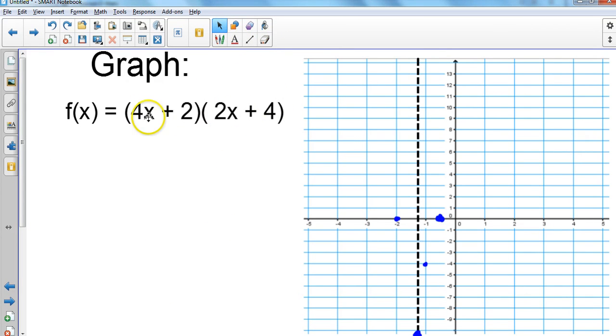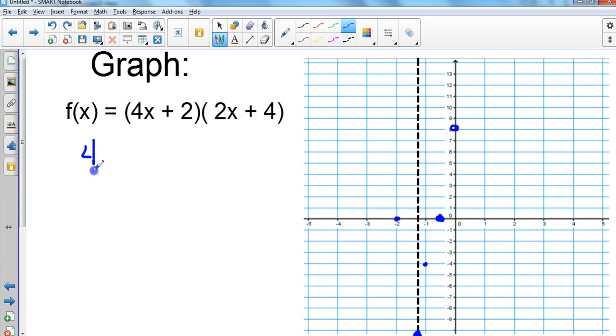Weird. Let's put in a 0 and see what we get. 4 times 0 is nothing, so we just get 2 here. 2 times 0 is nothing, so we just get 4. So 2 times 4 is 8. So if we put in a 0, we should get out 8. That looks good. There's still something a little fishy, I think, with my negative 4.